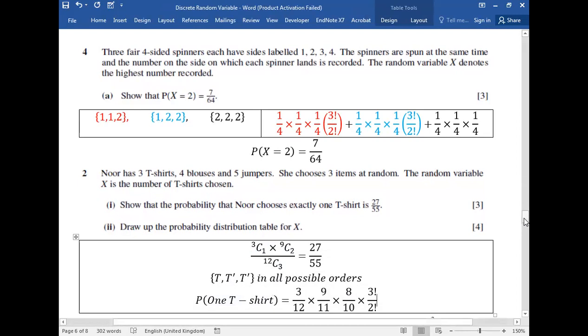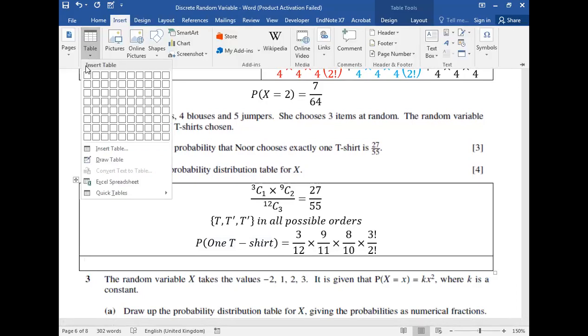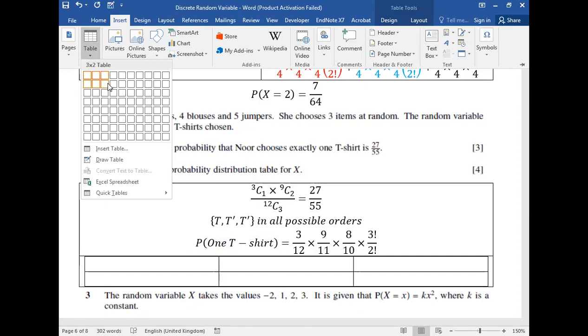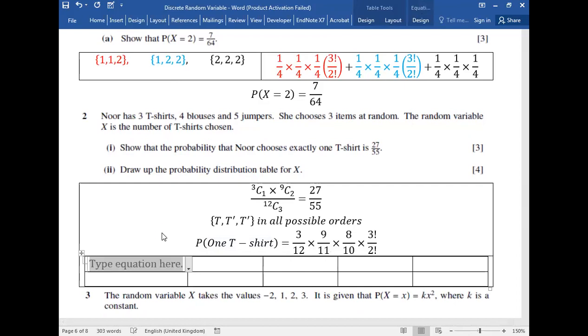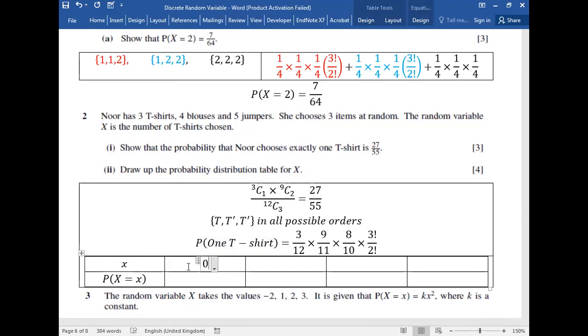Now, if you were to draw a probability distribution table for this one, what possible values can my X take? Yes, 1, 2. Can I also get 0 t-shirts? Is it possible that if I selected 3, none of them might have been a t-shirt? So 0, 1, 2, and 3. Is that right?